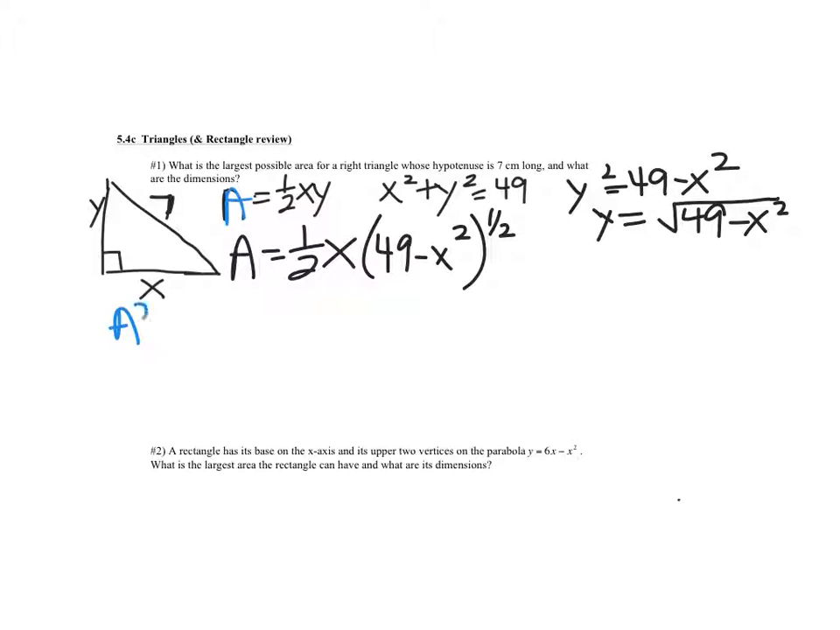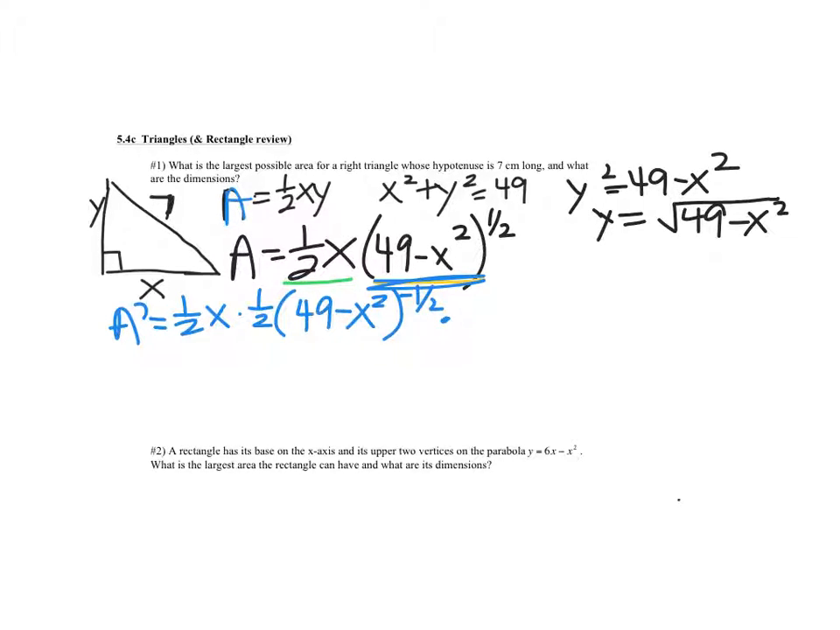So A prime is equal to, and for the derivative we need to use the product rule because we have one function and we have another function. And not only are we going to use the product rule, we're going to use the chain rule too. So here we go. We're going to go a, which is 1/2 x, times b prime. B prime is this part right here. So to take the derivative of that, we're going to bring the 1/2 down and multiply, leaving the inside alone and subtracting 1 from 1/2 to get negative 1/2.